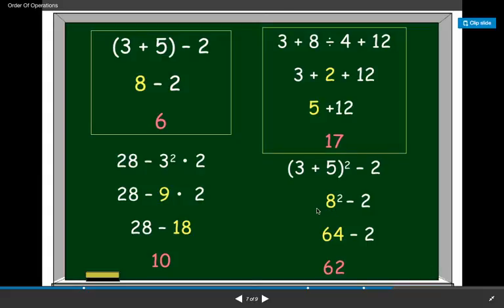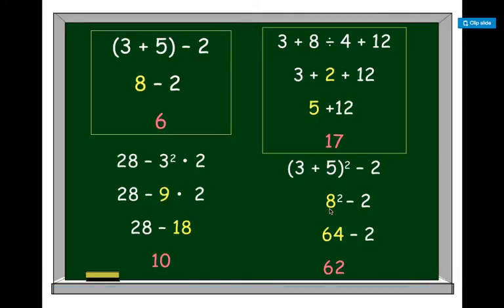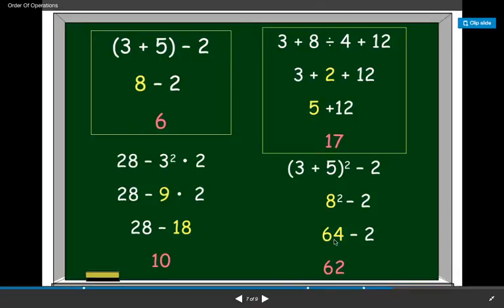So now we're going to solve our exponent. 8 squared is 8 times 8, which is 64. We're going to bring down our minus 2. So we're left with 64 minus 2, which gives us our answer of 62.